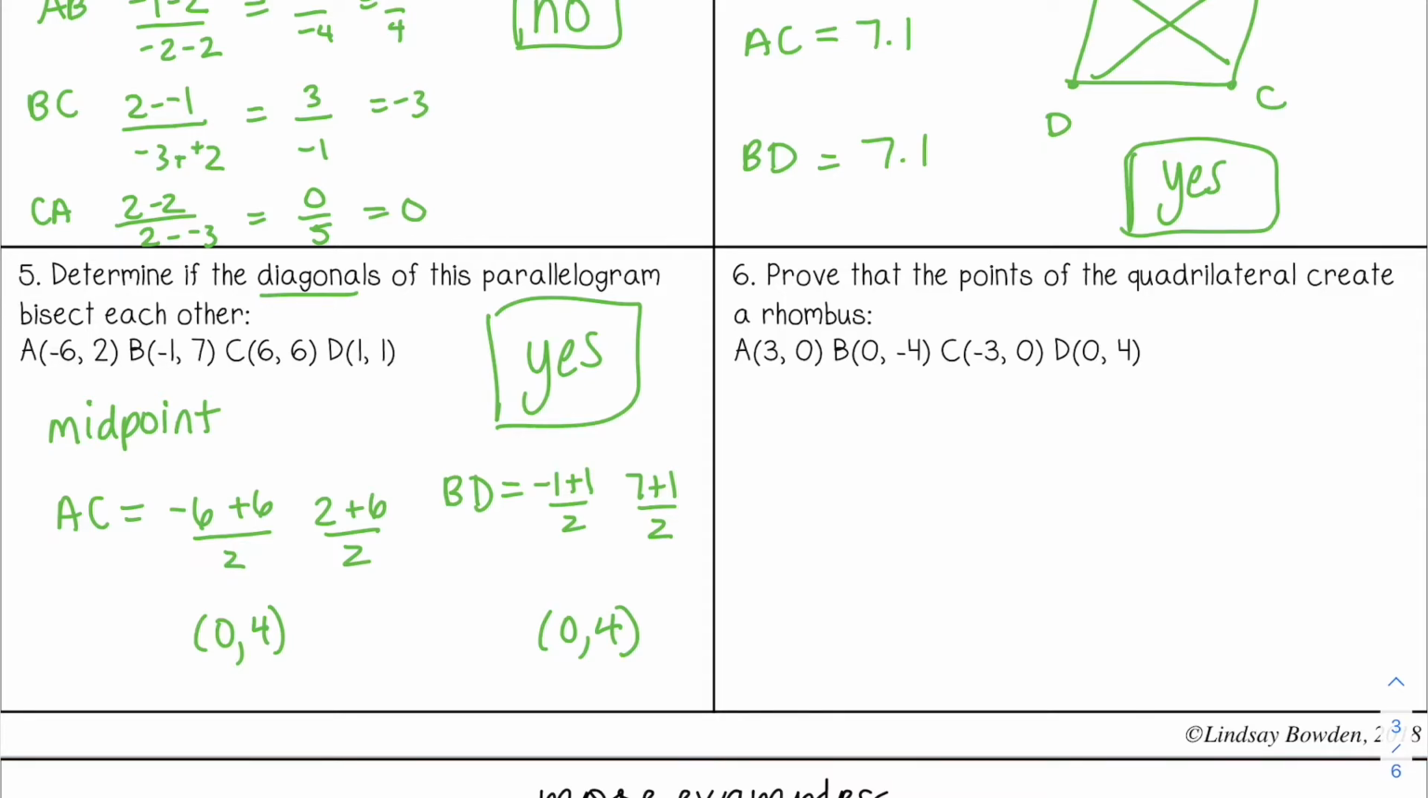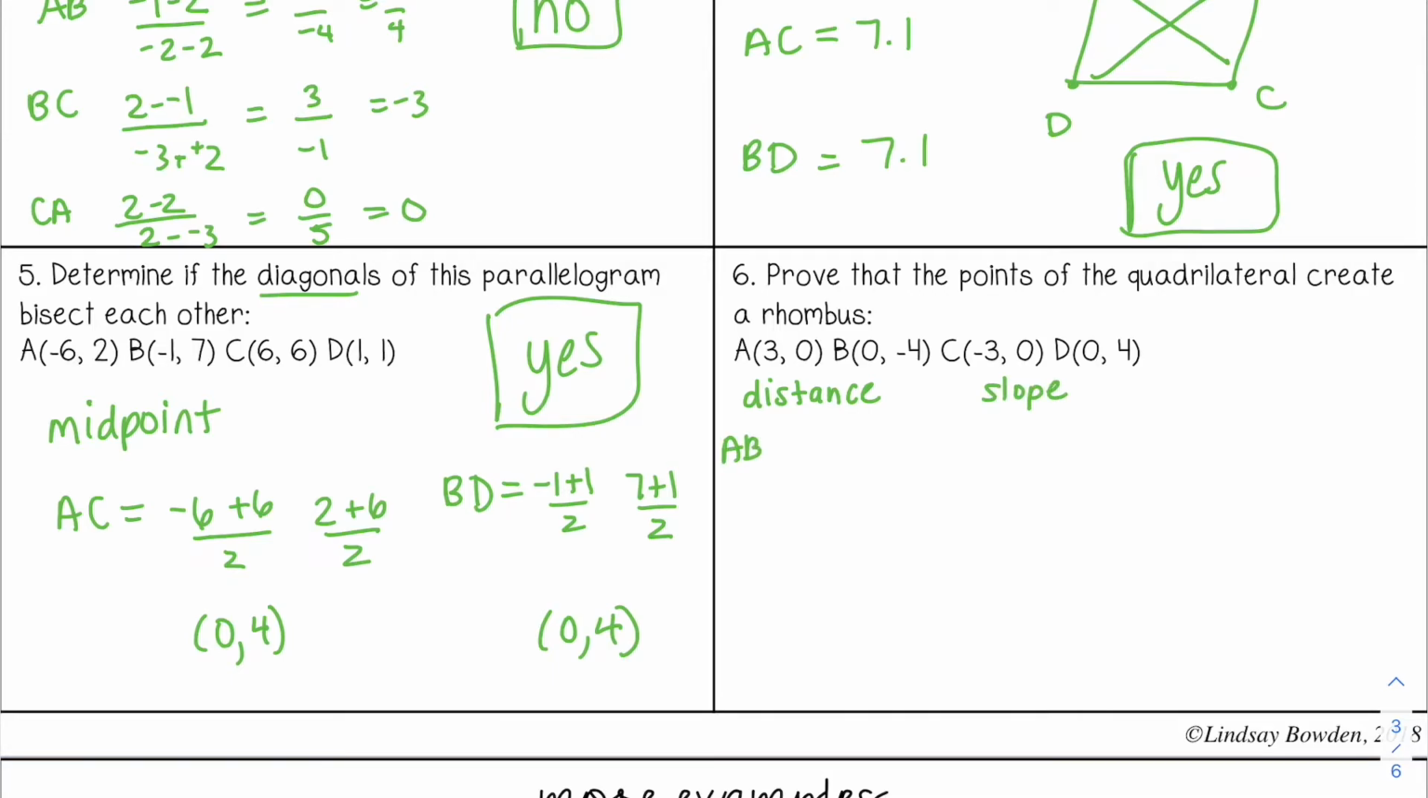All right, number 6, prove that the points of the quadrilateral create a rhombus. So we need to talk about the properties of a rhombus. Remember, a rhombus has all equal sides, so that's going to be the distance formula. And if we determine that it has all equal sides, then that's great, but that could also be a square. So to prove it's not a square, we need to prove that there are no right angles, and that would ensure that it is a rhombus. So we also need to do the slope.